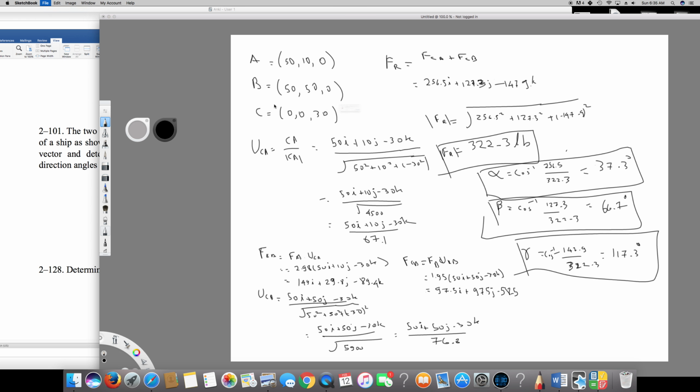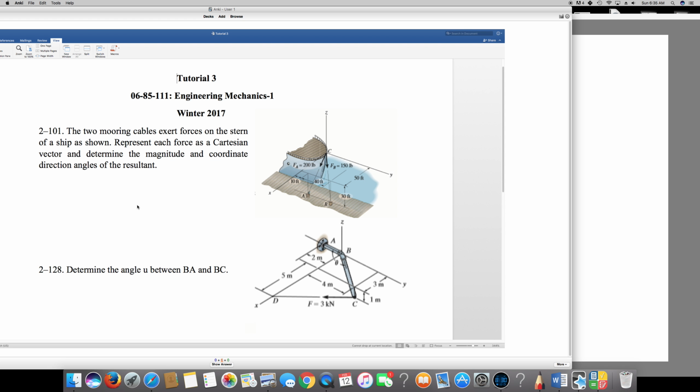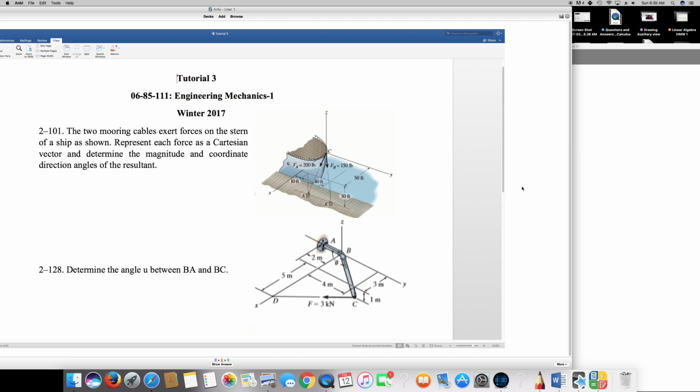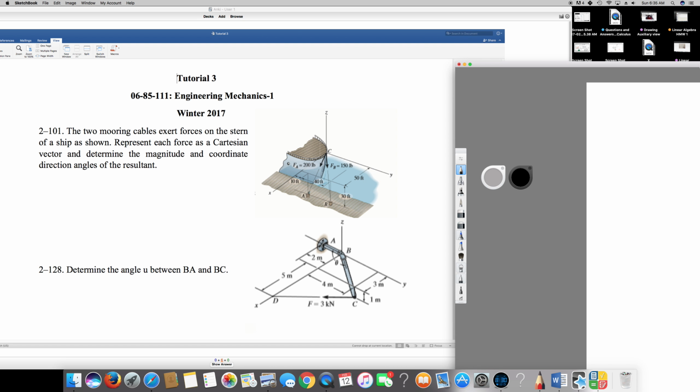Now let's move to the next question. The next question is asking, determine the angle U between BA and BC. So we have to find the angle between these two things. First of all, to do that, I have to find U dot BA and U dot BC. Before I do that, first I have to find the coordinates of A and C, and then B.